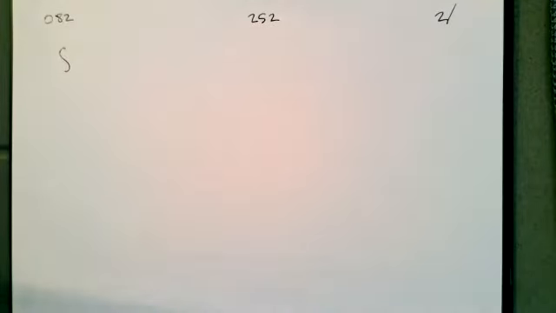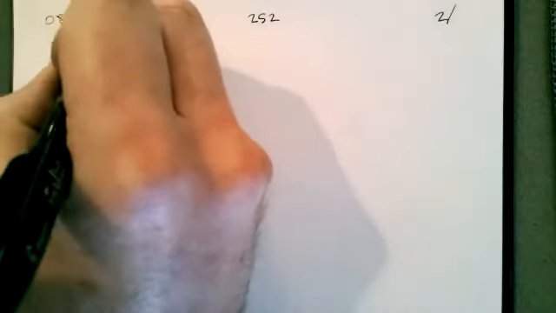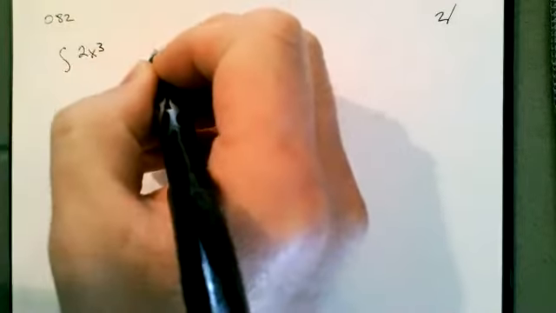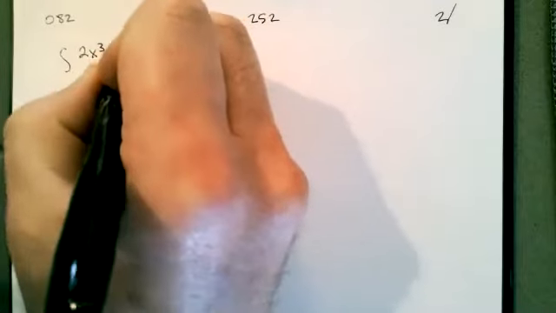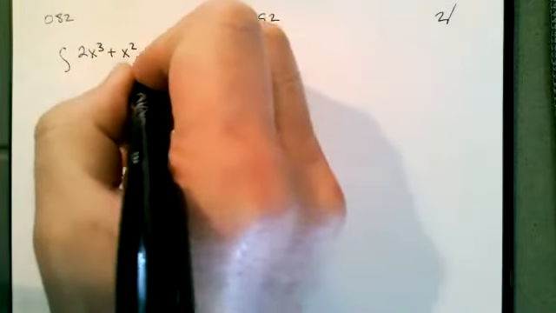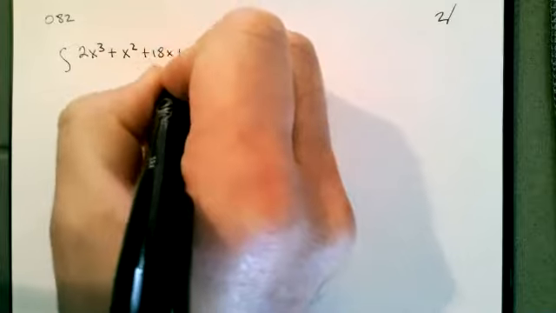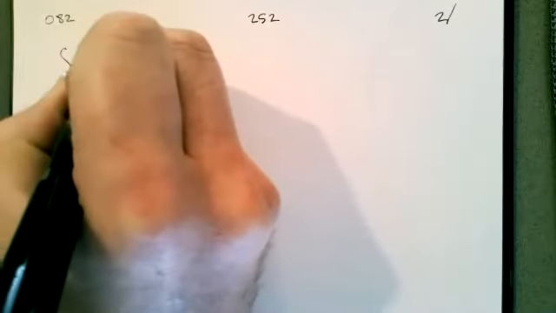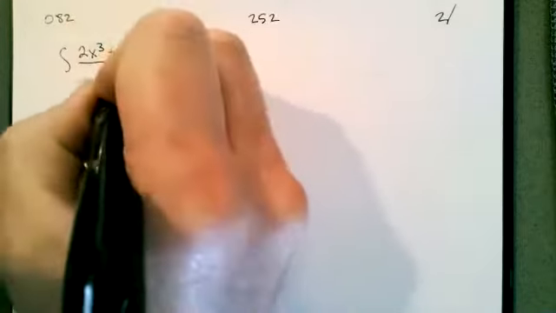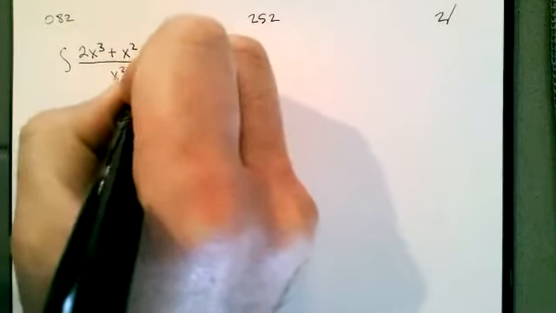So let's take a look at 2x cubed. Already, you know, should be expecting what's coming up. Plus x squared plus 18x plus 12. And let's divide this by our favorites, x squared plus 9.